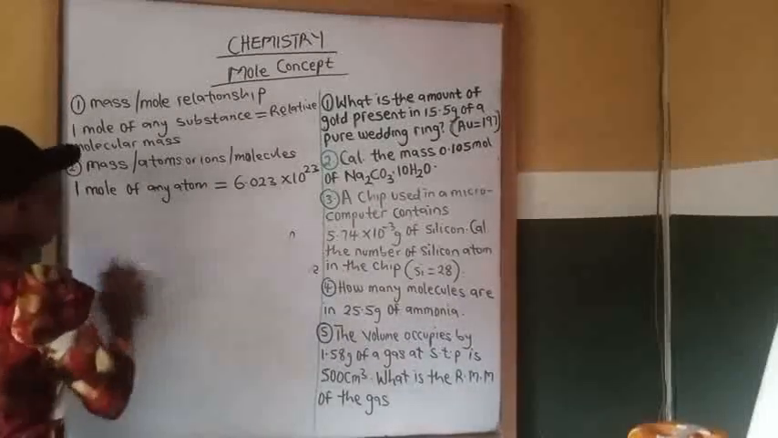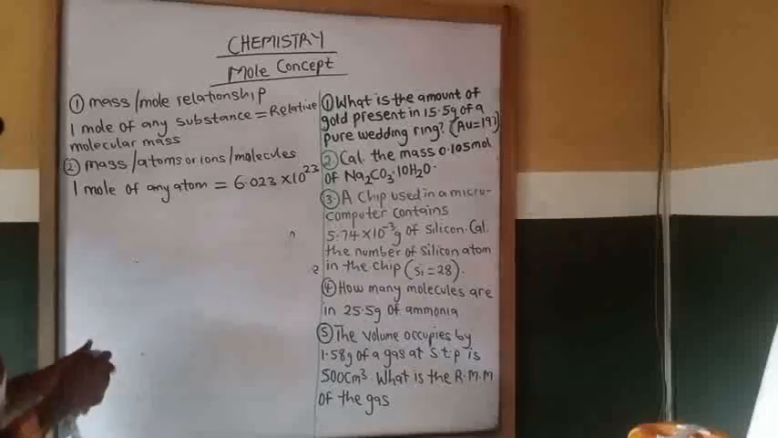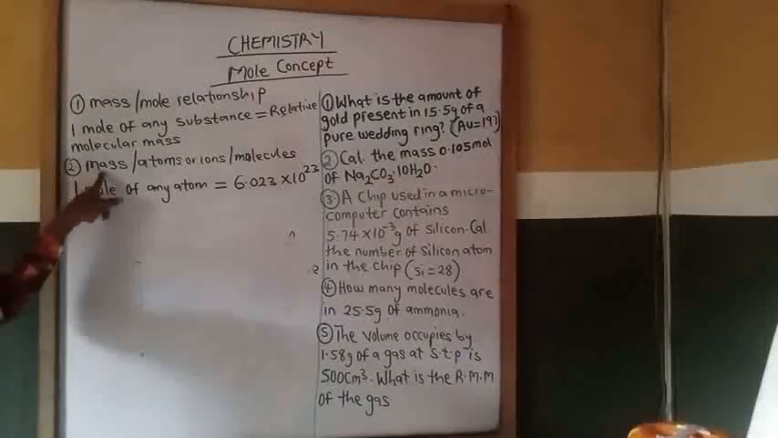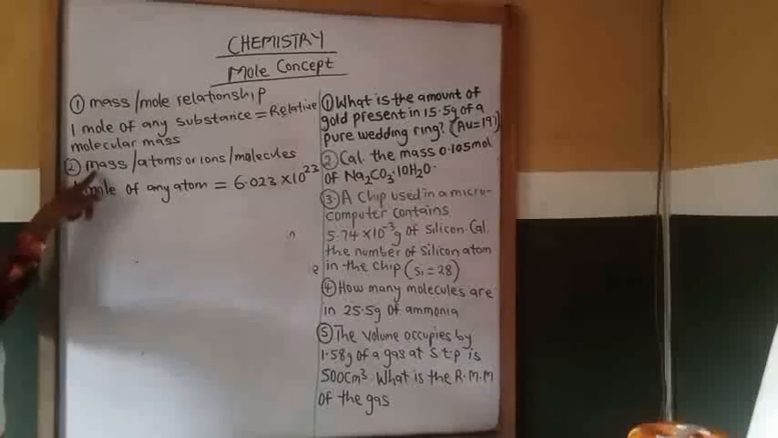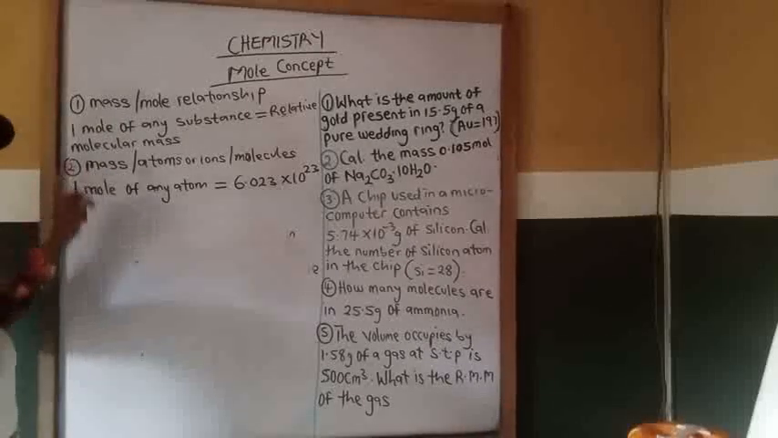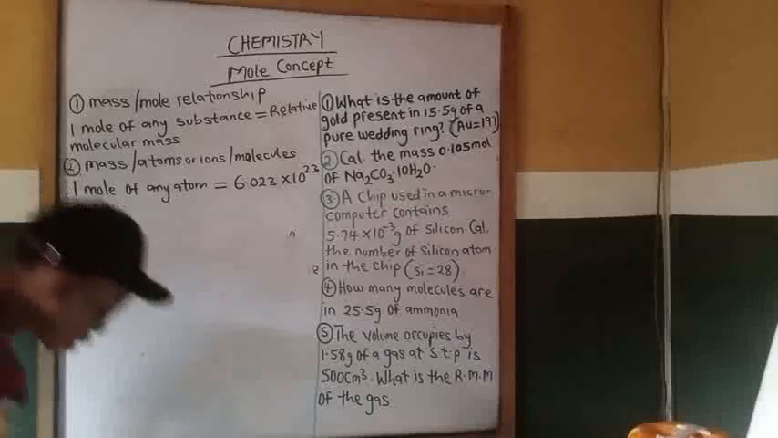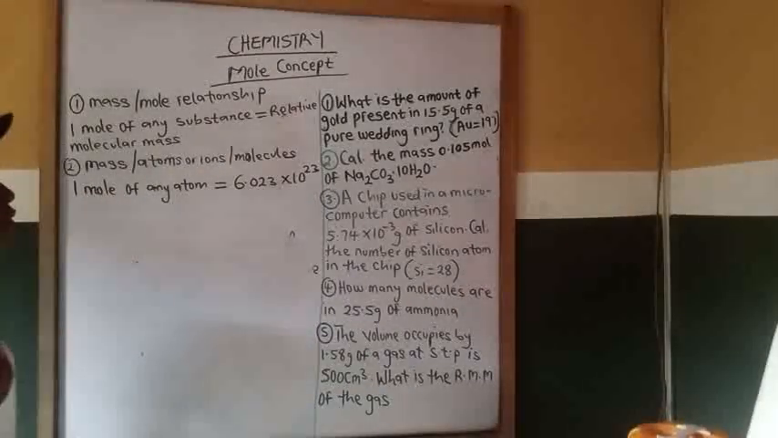So when your question is talking about the mass-atom relationship, they can also give you the number of moles. Then don't forget that 1 mole of any atom is equal to the molar mass of that substance. The molar mass of a substance is in gram, so the molar mass will be given in gram.